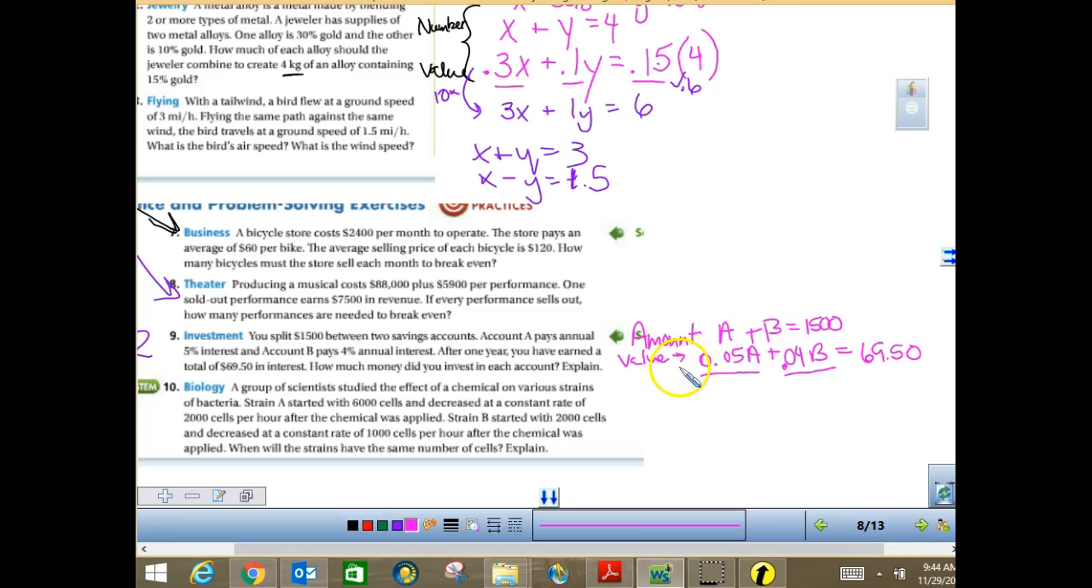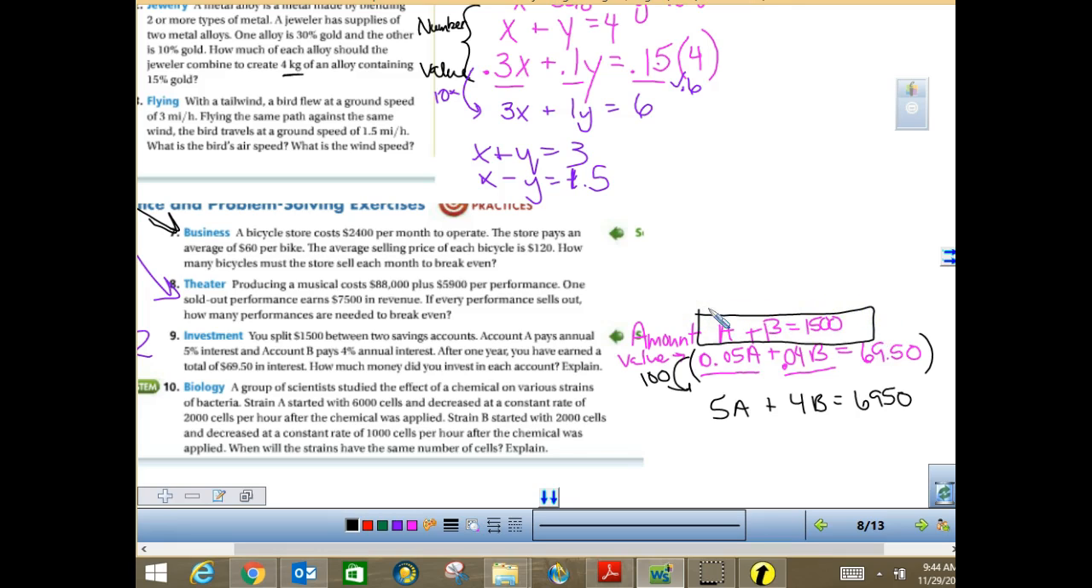Now, I had some people looking at this equation and going, you know what, I hate all these decimals, so I am going to use elimination. And the first thing I'm going to do is take this value equation and multiply it by 100, because I don't want to deal with decimals, right? We could do that. New equation is 5A plus 4B equals 6,950. New equation, right? And I have this original one with the amounts.